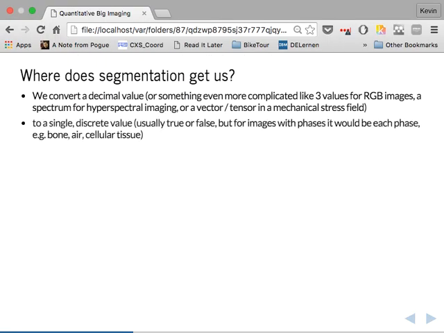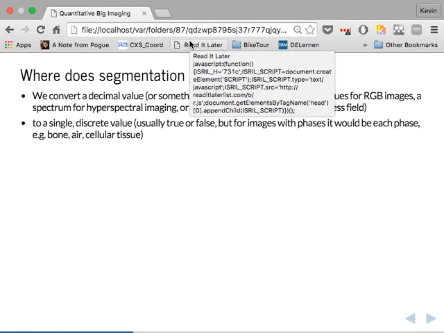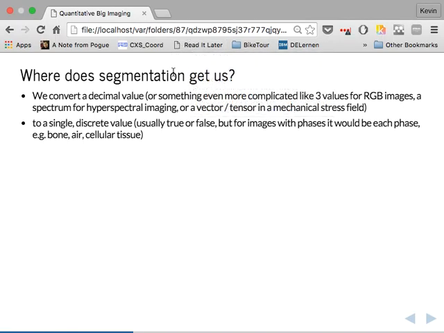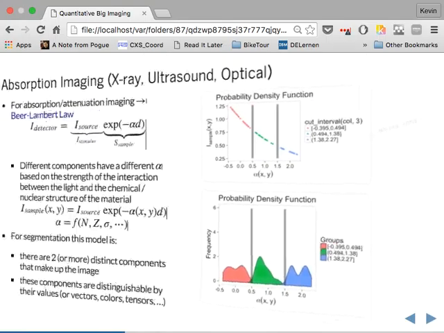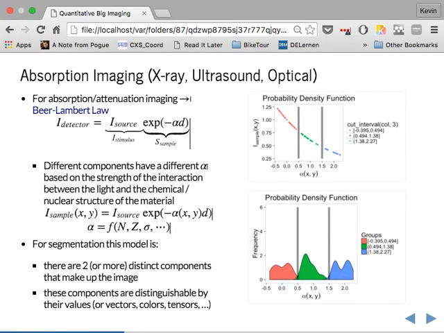Looking at where the segmentation gets us, it takes this decimal value, or this more complicated input that we have, and simplifies it down to a single discrete value. With intensity images like we have here, it's simply this intensity, or this absorption, that we're trying to convert into an identification of what material it is. But in a red, green, and blue image, it's taking this vector of 3 different colors and assigning it to a phase that it belongs to.